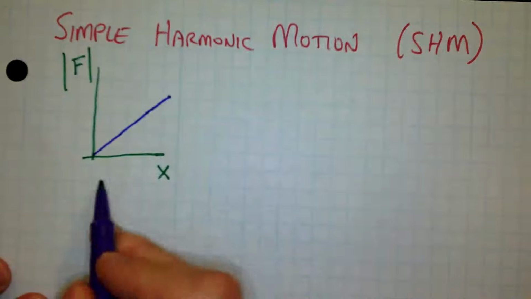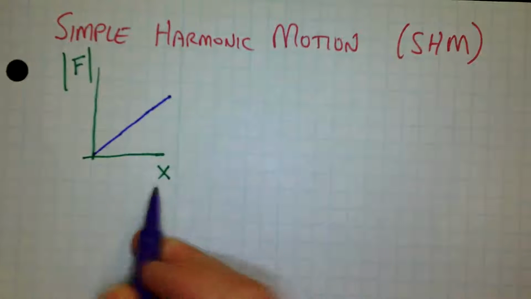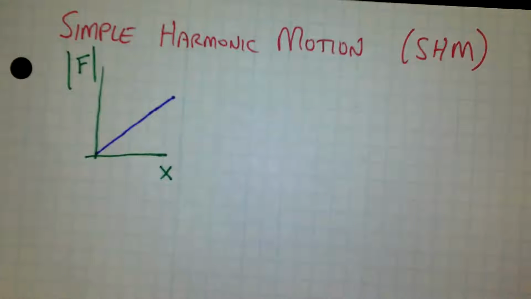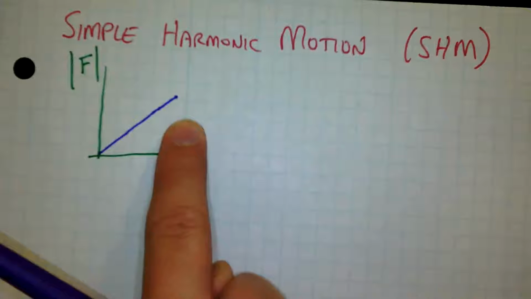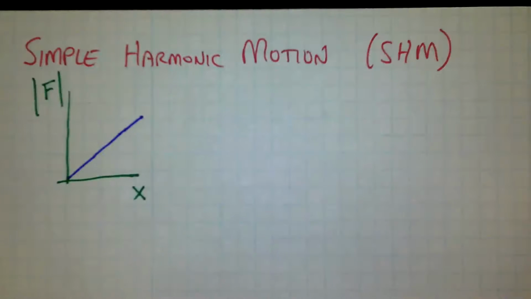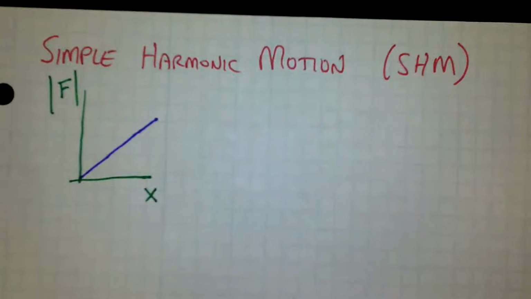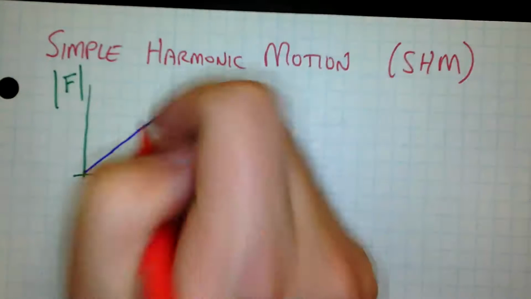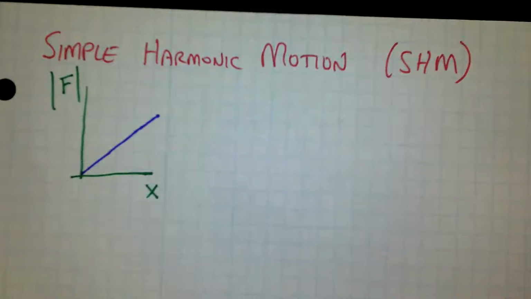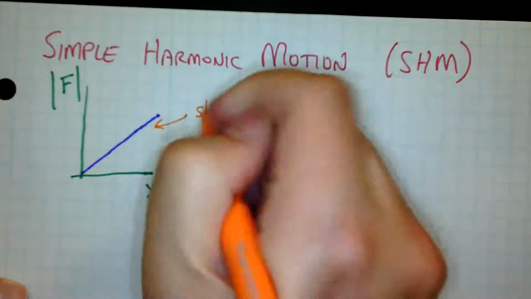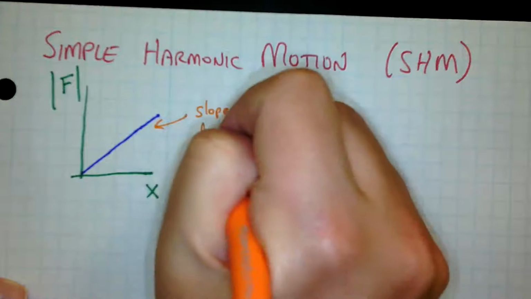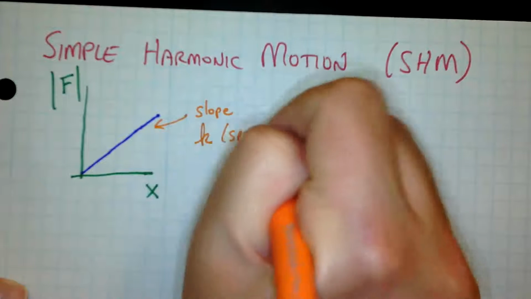What all this means is that, remember, x means how much you compress the spring. All this means is as I compress the spring more and more, I get a larger and larger force. Now, the slope of this graph is going to be what we call the spring constant. So we're going to refer to the slope of this graph as k, or the spring constant.